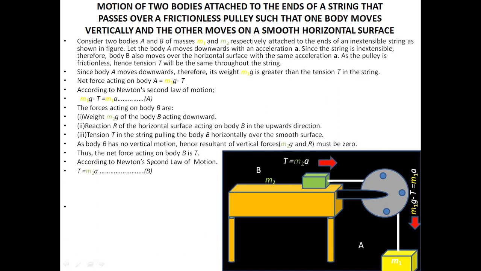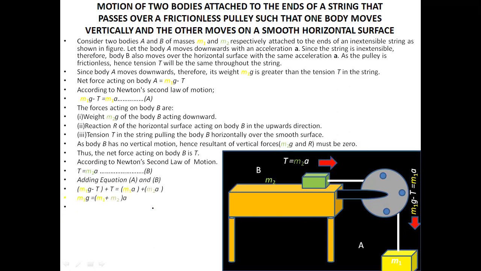According to Newton's second law, the only force applying on this body is because of the string, which is pulling it towards the pulley. So it is the force m2a, with the acceleration of this body. So we'll say that according to the second law, T is equal to m2a. The body m2 will experience this much force, m2a.